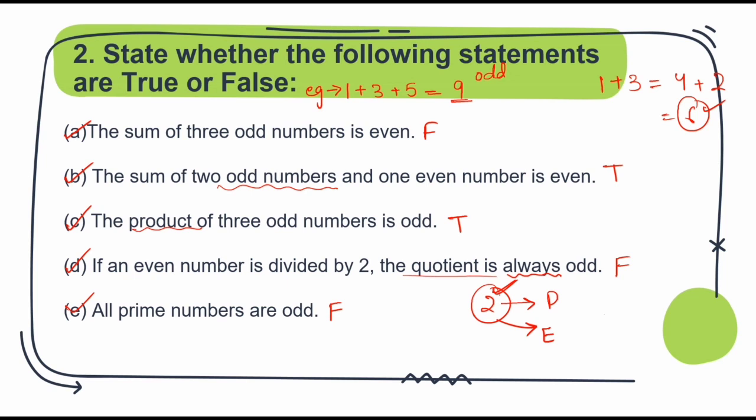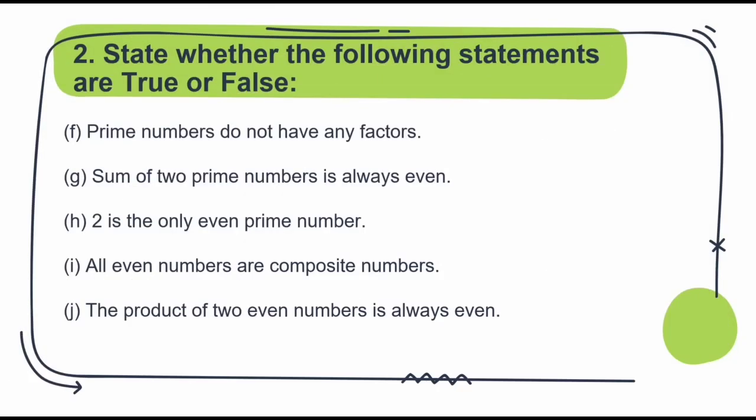Okay, now let's see more parts. The F part says that prime numbers do not have any factors. Now tell me, is it true or false?